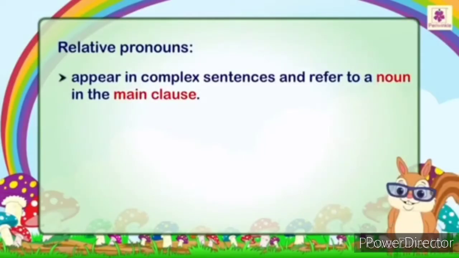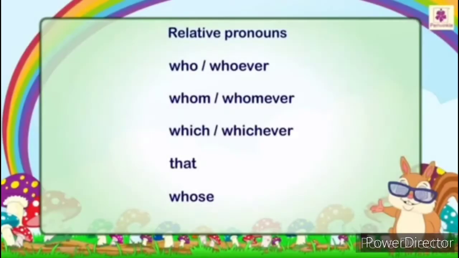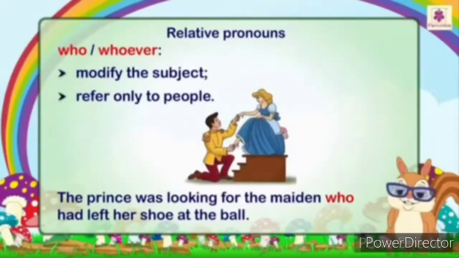Relative pronouns appear in complex sentences and refer to a noun in the main clause. Look at the words, children. The following words are the relative pronouns. Let's see the usages of the relative pronouns one by one now. Let's start with the first relative pronoun, who or whoever. It modifies the subject and refers only to people. For example, the prince was looking for the maiden who had left her shoe at the ball.